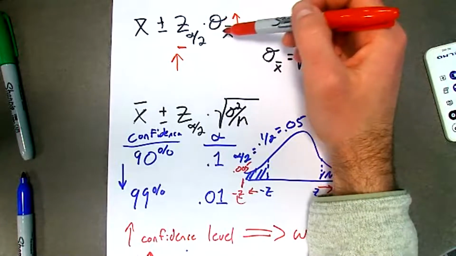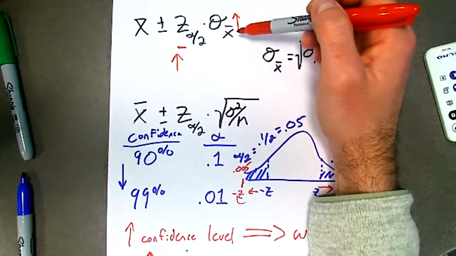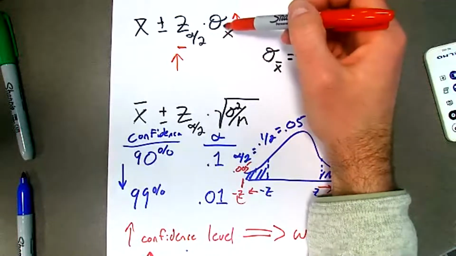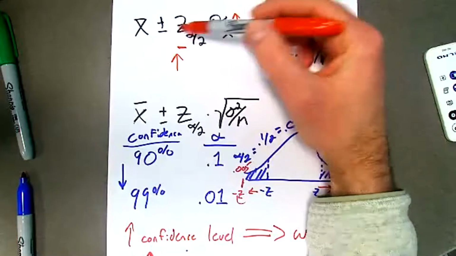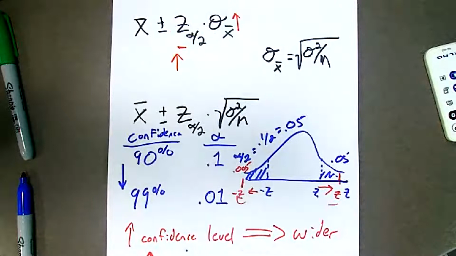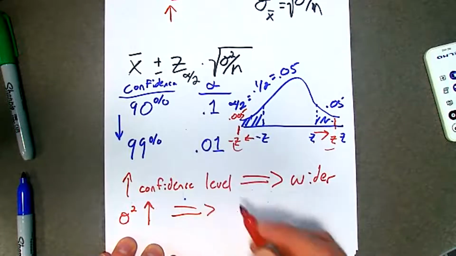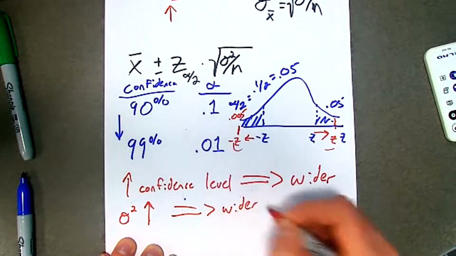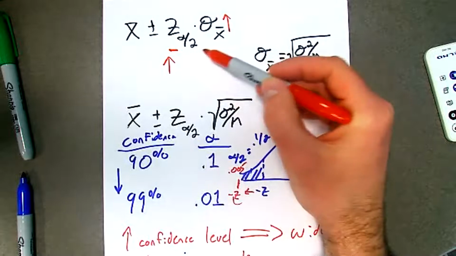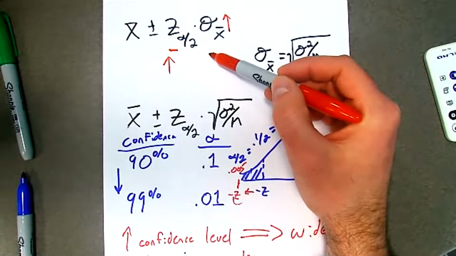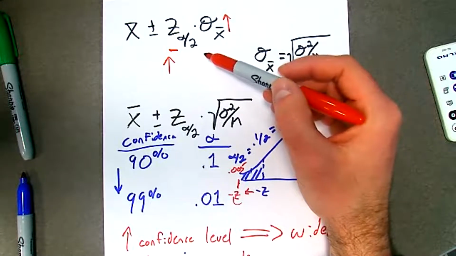The variance or the standard deviation is higher. This goes up. I'm adding and subtracting a larger value to that sample mean. So I'm going to be getting a wider confidence interval there as well, right? So anytime that margin of error increases, I'm going to be getting a wider confidence interval.